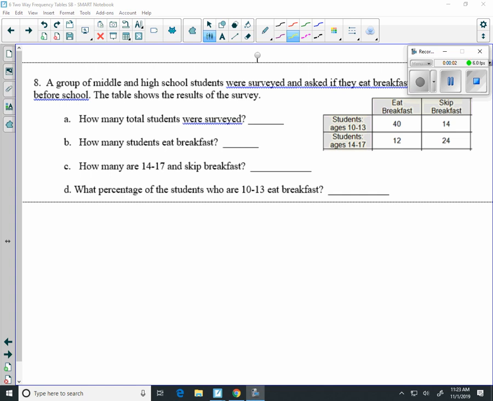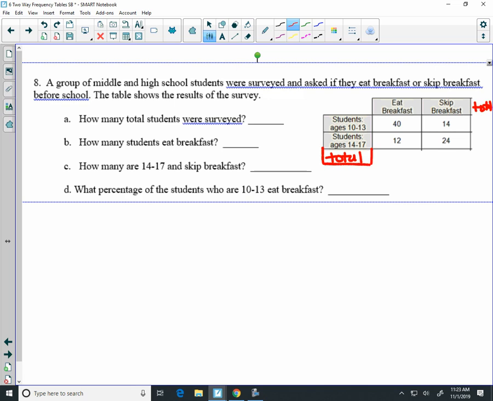Number 8 on the practice is a great problem. It's a great example of something that you can see on the OST. The thing that the OST does more often than not is it doesn't give you the total columns. So when I did this problem for myself, the first thing I did, if you don't have total columns, was add them. Give yourself a total row and a total column.